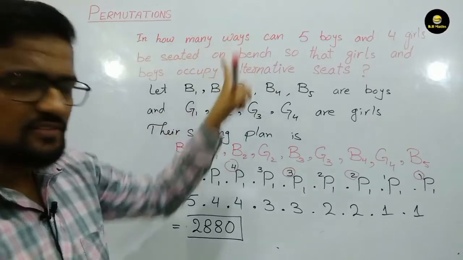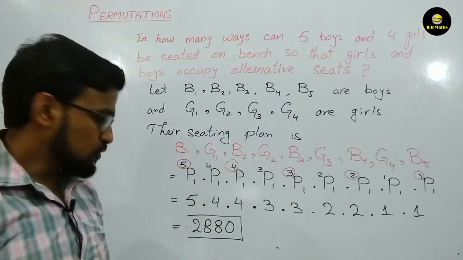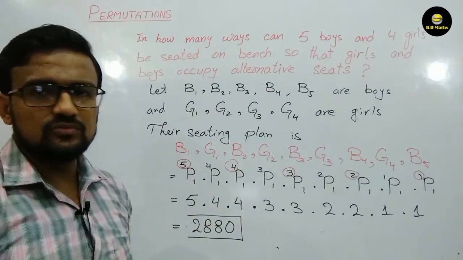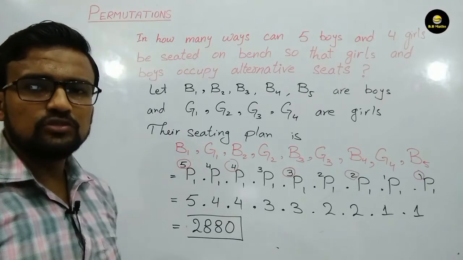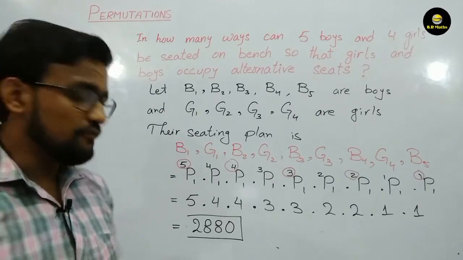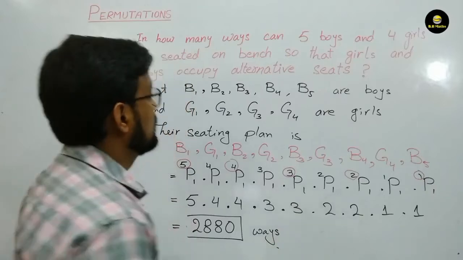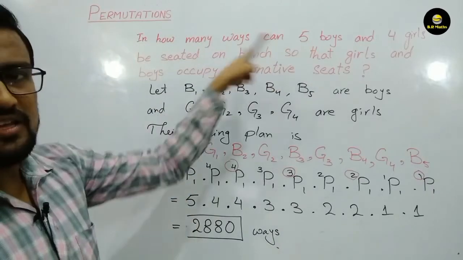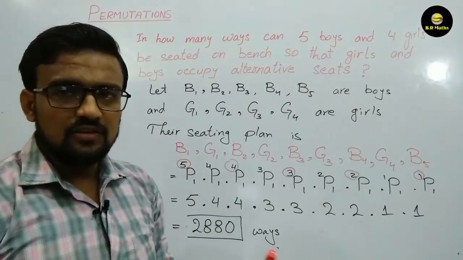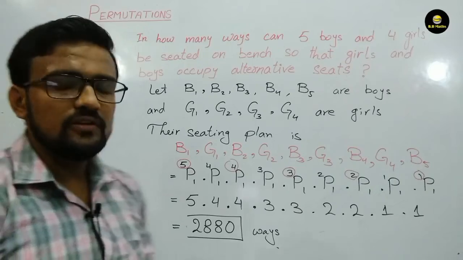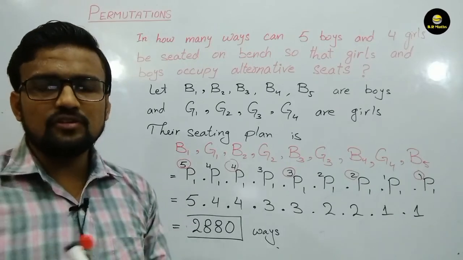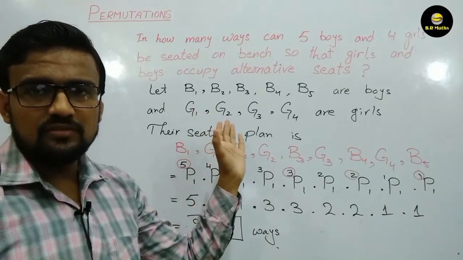So how many ways? This one is 2880 ways to arrange this type of seating. Okay, so students, this is the most important topic, permutation.